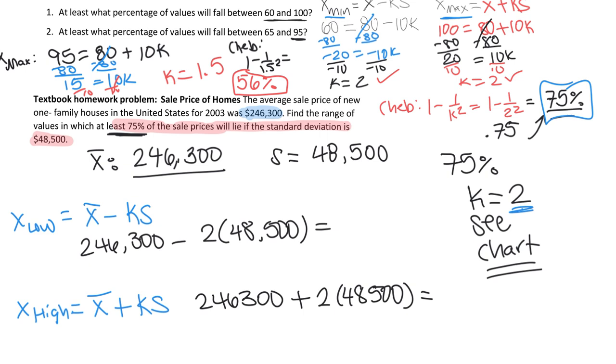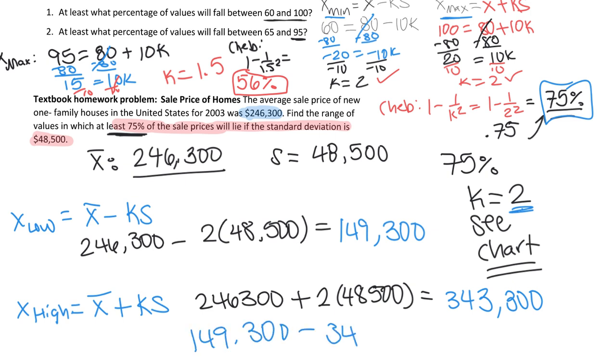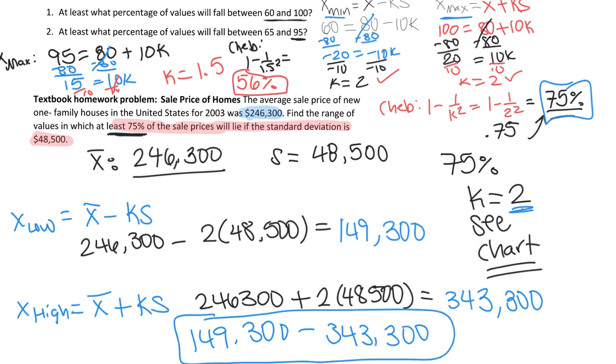Okay, so once I calculate that, I think it is unanimous that we end up with 149,300 for our low and 343,300 for our high. So 149,300 to 343,300. And so that would be the 75% of Chebyshev's theorem, where that would be located, what those values would be.